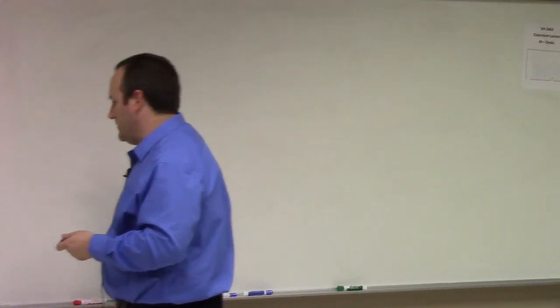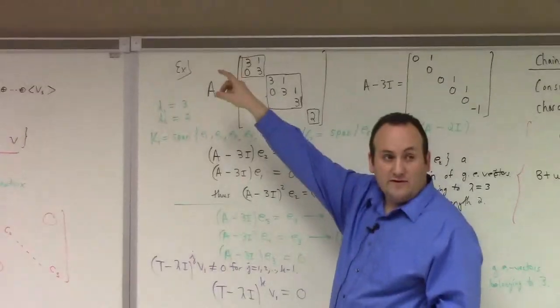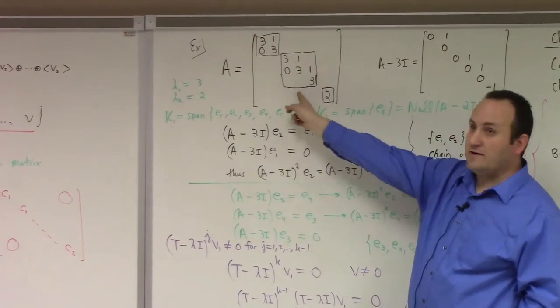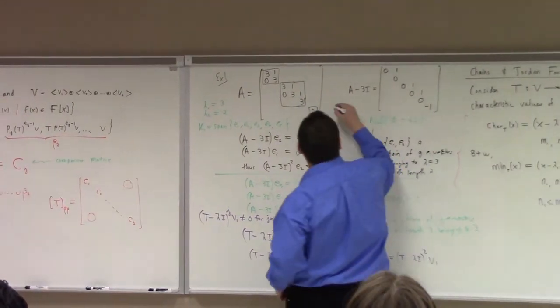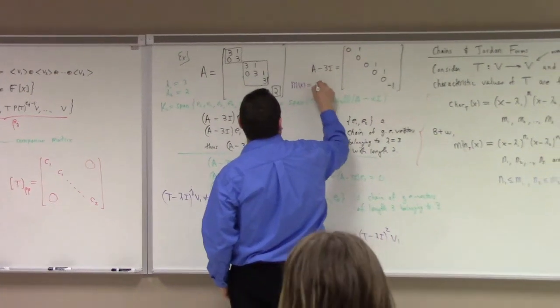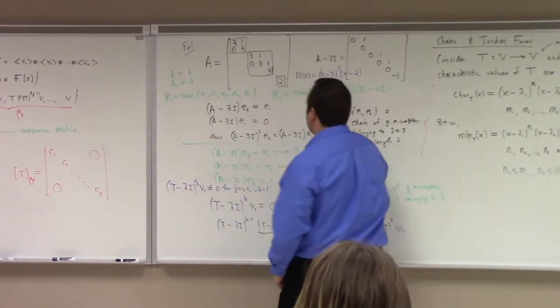What's the minimal polynomial? The minimal polynomial is easy. What you do is you look for the largest Jordan block of each eigenvalue. Here, the largest Jordan block is this 3 by 3. The largest Jordan block of the 2 is that. That means the minimal polynomial is (x minus 3) cubed times (x minus 2).